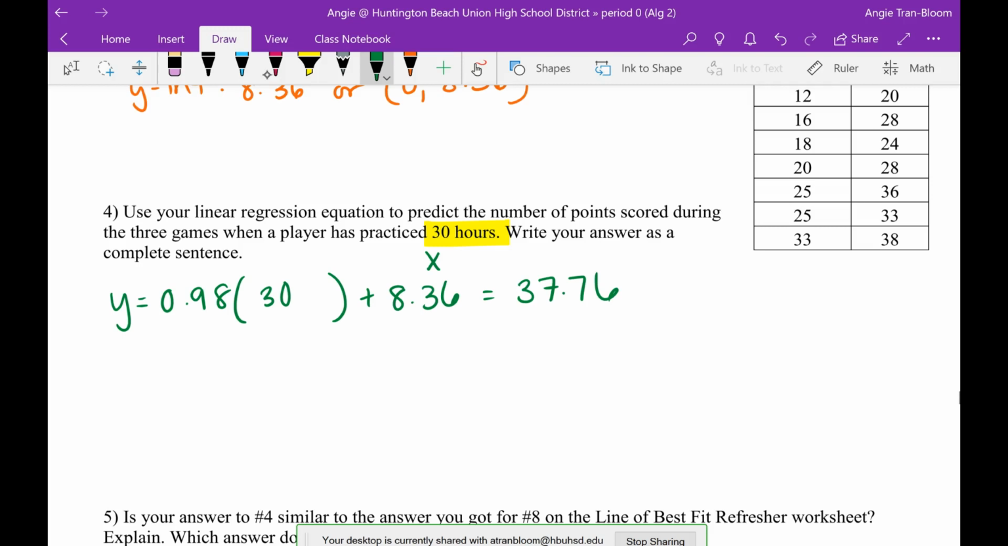All right. So go ahead and write your complete sentence. Once you have your complete sentence, share it with your friends, and then I'll call on you and give you your complete sentence. I'll write it on our notes.